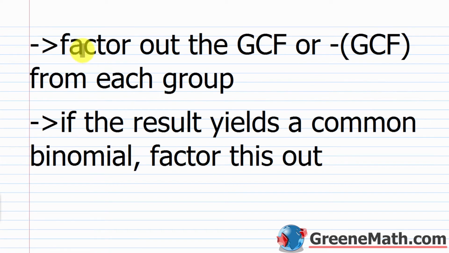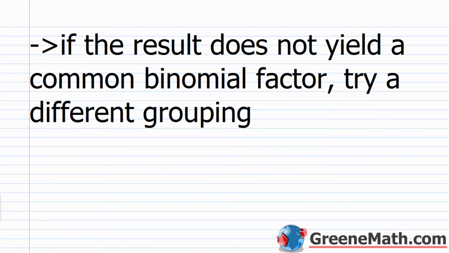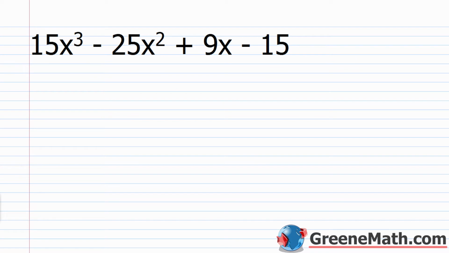Then the next thing we want to do is factor out the GCF, or in some cases the negative of the GCF, from each group. Then, if the result yields a common binomial, just like we saw in that example a minute ago, we want to factor this out. If the result does not yield a common binomial factor, you want to try a different grouping. So you might need to rearrange your terms and set it up into another 2 groups of 2 and just try again. All right, so let's take a look at the first one.